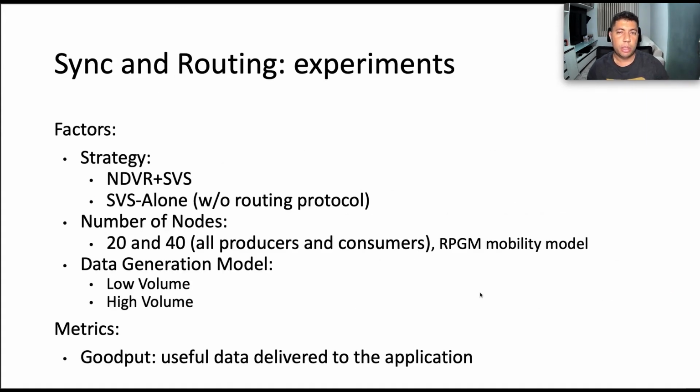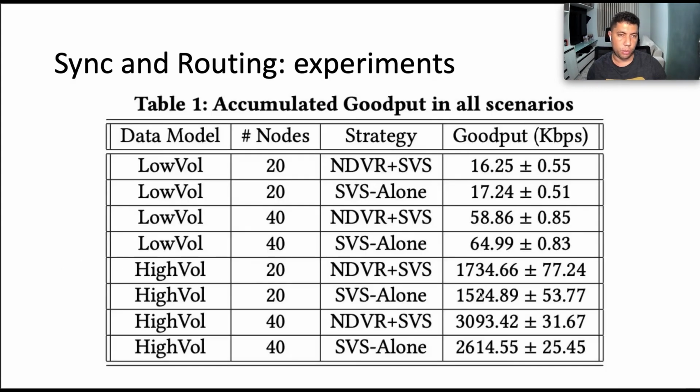The experiments that we executed take into consideration different factors. One of them is the strategy. So we use NDVR plus SVS, and we use SVS alone. Another factor is the number of nodes. We work with 20 and 40 nodes. All the nodes are producers and consumers, and we use reference point group mobility. For the data generation model, we use low volume and high volume, and the metrics are based on the output.